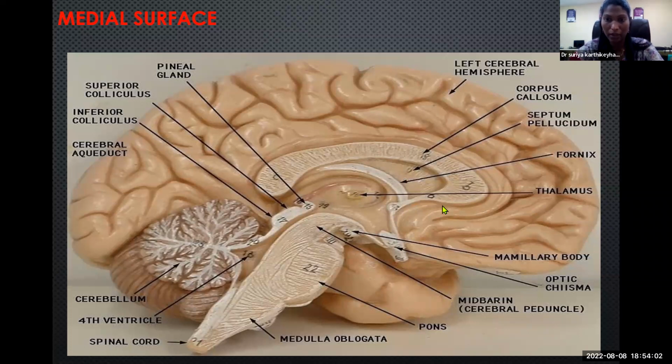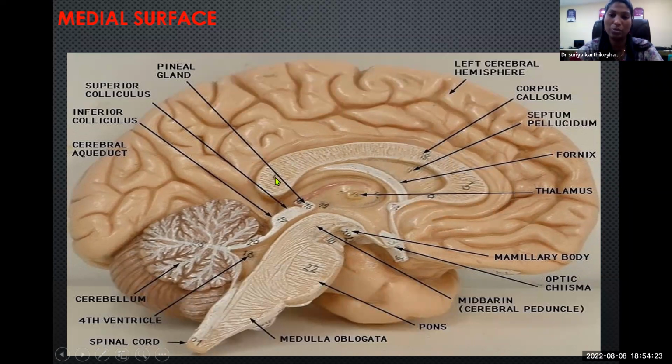So what are the parts of a corpus callosum? We have a rostrum, a beak-like structure. There is a bend here. This is the genu. Then this is the body of corpus callosum, and here we have the splenium of corpus callosum. Rostrum, genu, body, and then splenium.